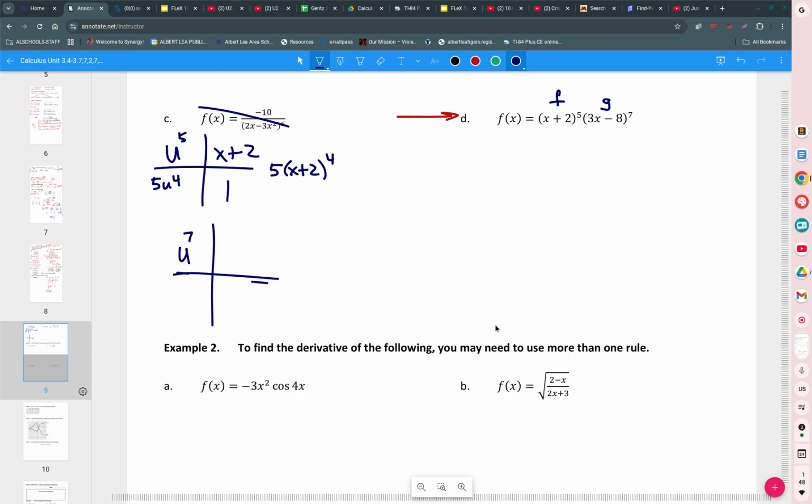I've got u to the 7th. I've got 3x minus 8. The derivative of 3x minus 8 is 3, and the derivative of u to the 7th is 7u to the 6th. Then we multiply them together, and the derivative would be 21 times, wow, man, I got some bad problems here for you guys, 3x minus 8 to the 6th.